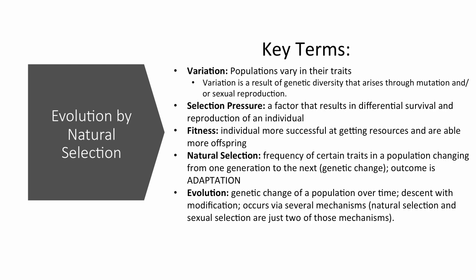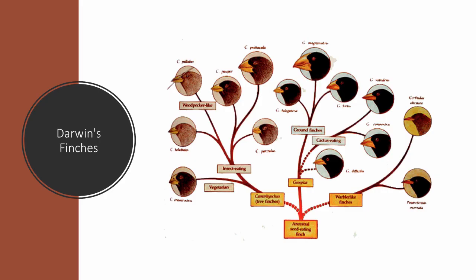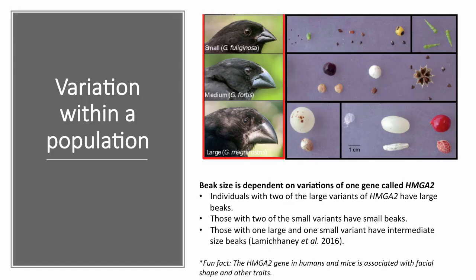It occurs via several mechanisms. Natural selection and sexual selection are just two of those mechanisms. For this video, we're going to focus on natural selection. To explain these key terms, we're going to focus on a group of birds known as Darwin's finches. Within these birds, we have three beak sizes. You have small, medium, and large.